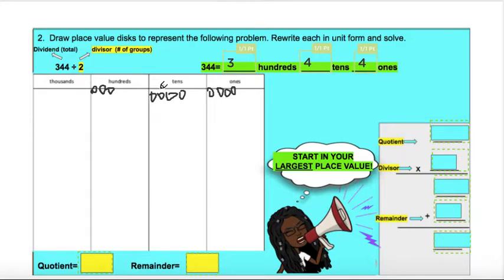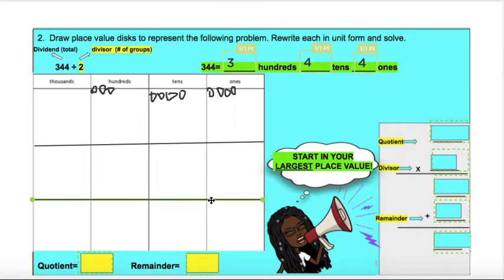Now that I've drawn my discs, it's time for me to break my place value chart into groups. My divisor tells me how many groups I'm breaking my place value chart into. So how many groups do I need to break this place value chart into? If you said 2, you are absolutely correct. I'm going to use the line feature. I'm breaking this place value chart into 2 groups. Here's my first group. Here's my second group.